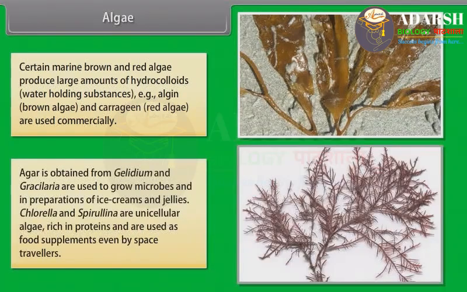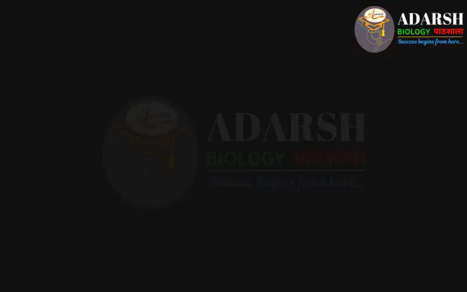Agar obtained from Gelidium and Gracilaria are used to grow microbes and in preparations of ice creams and jellies. Chlorella and Spirulina are unicellular algae rich in proteins and are used as food supplements even by space travelers.